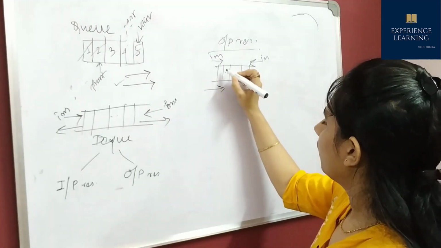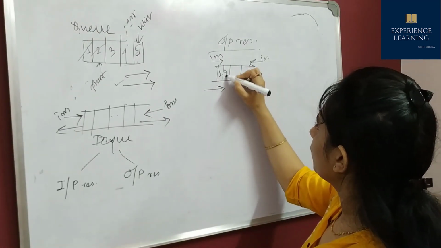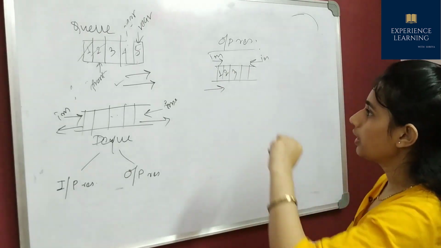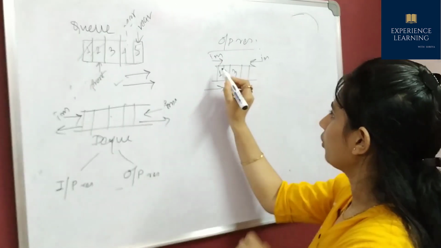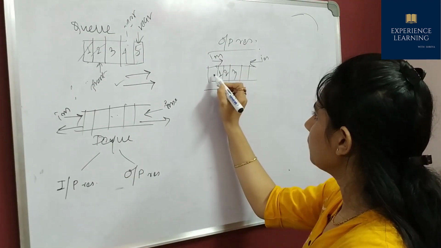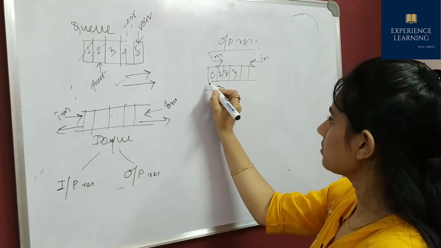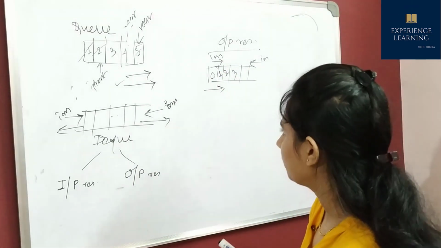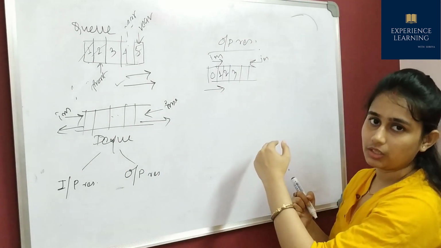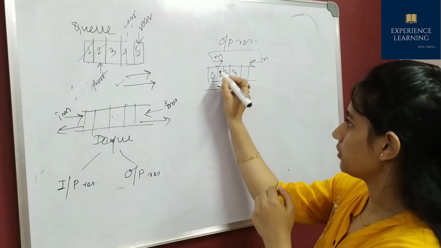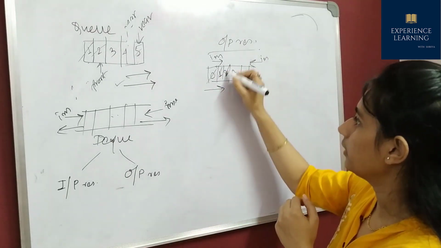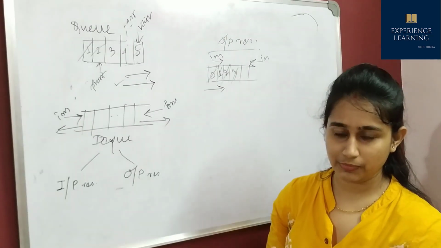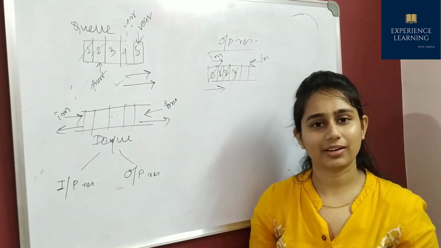That means say I have 1, 2, 3, and you can insert before 1 also, and in that case the front will be decremented. But deletion is possible only in this direction. First 0 will be deleted, then 1, then 2, then 3, like this. Hope you can understand. Okay, let's go for coding.